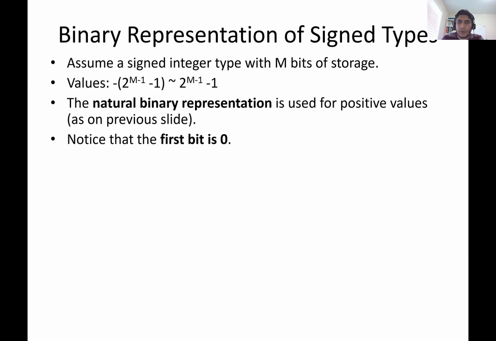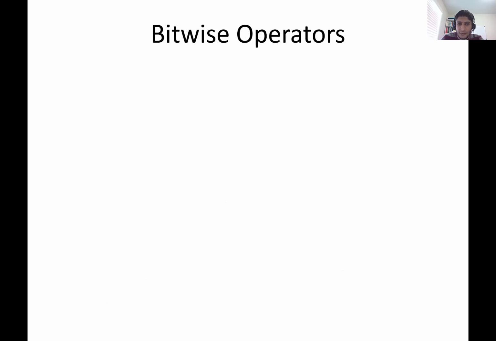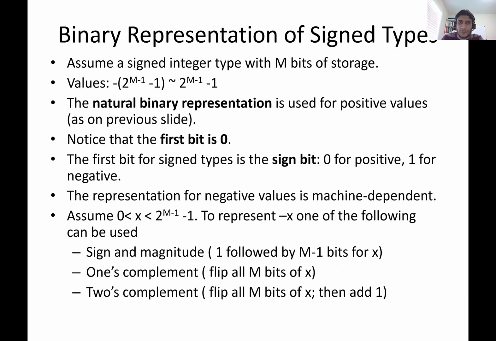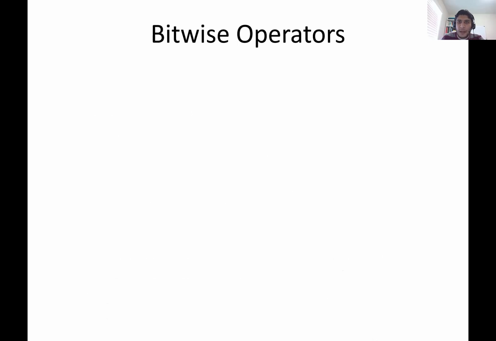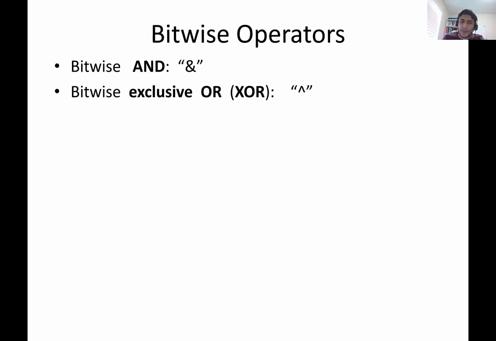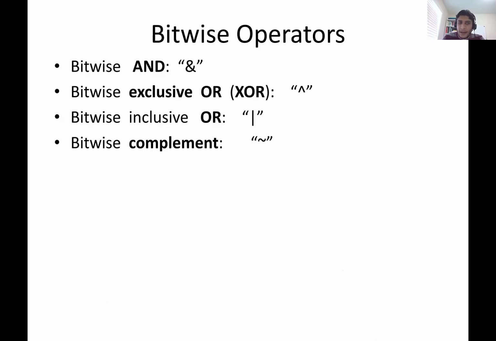Okay, for signed numbers, I would just leave this for now. It's kind of optional. Let's go back to the main thing that we're discussing, which is bitwise operations. What are bitwise operations? They come from the logic gates. So we have an AND bitwise operation, XOR, OR, and then complement or not, right?